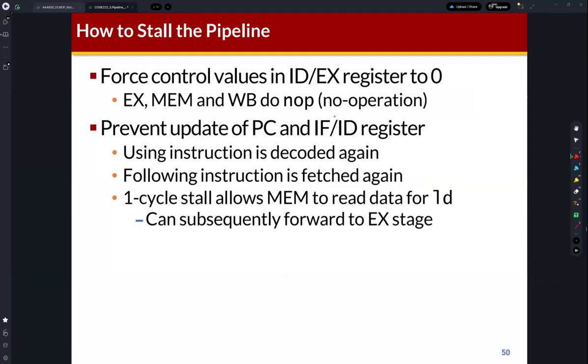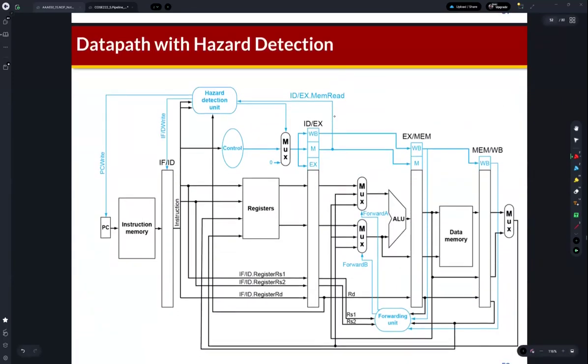As I explained, we can make the NOP operation, the bubble, by making all control signals 0. Then we also disable the update of the program counter and the instruction fetch/ID pipeline register, right? By doing this, we can make the instruction stay in the ID stage.